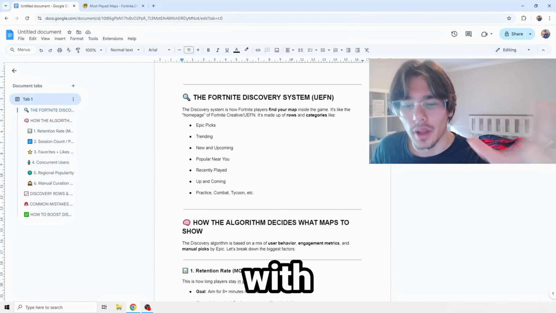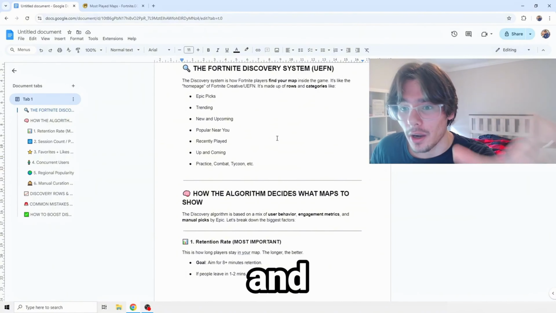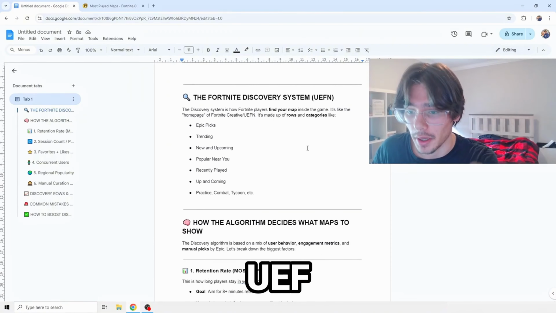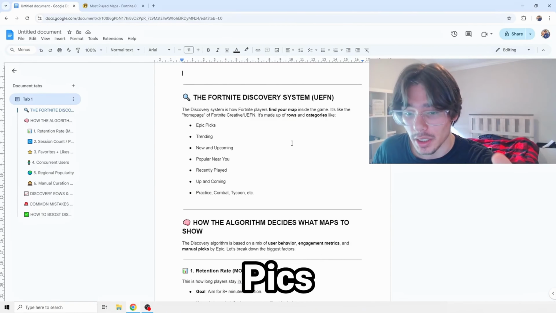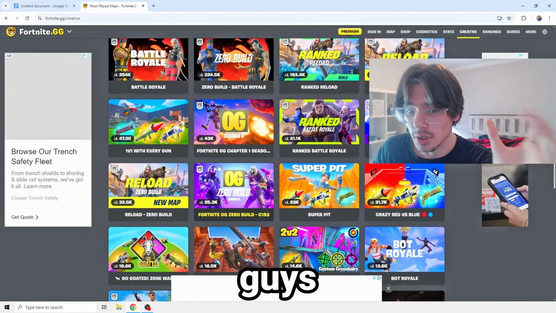Alrighty, so starting off with number 1, the Fortnite discovery system in UEFN. What exactly is it? The discovery system and algorithm is how Fortnite players find your map inside of the game. It's like the homepage of Fortnite Creative in UEFN. It's made up of rows and categories like epic picks, trending, new and upcoming, recently played, practice, combat, tycoon, etc. And I'll show you guys visual examples right now.